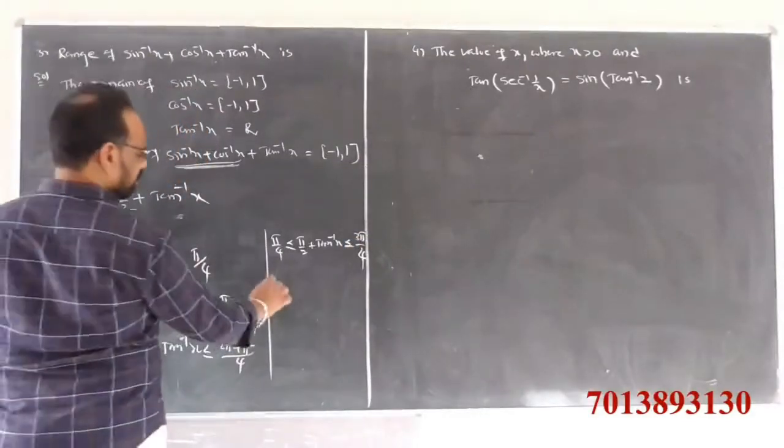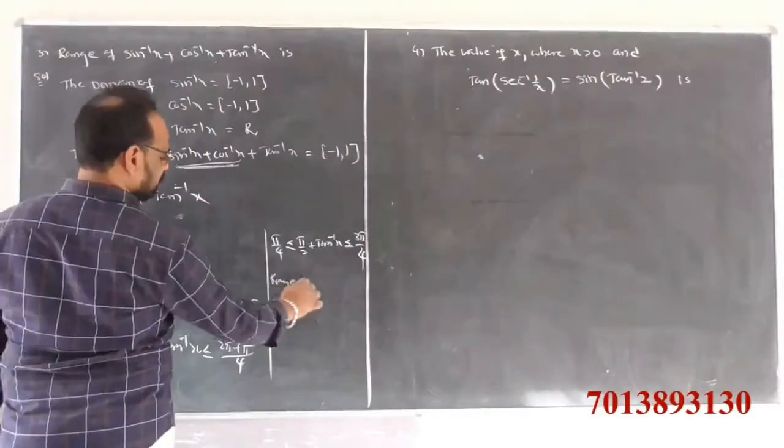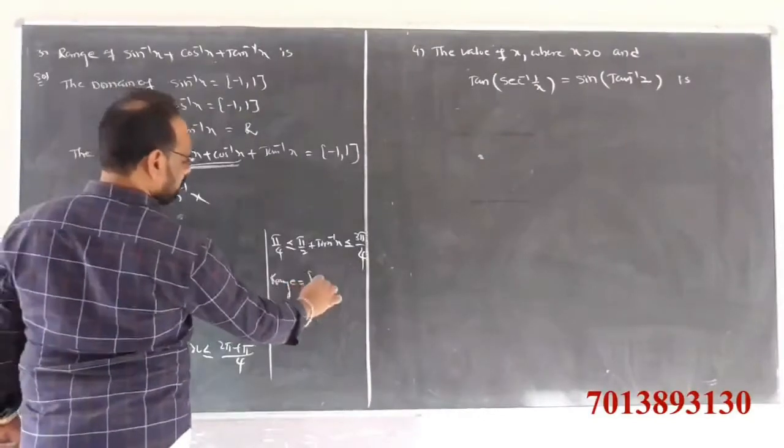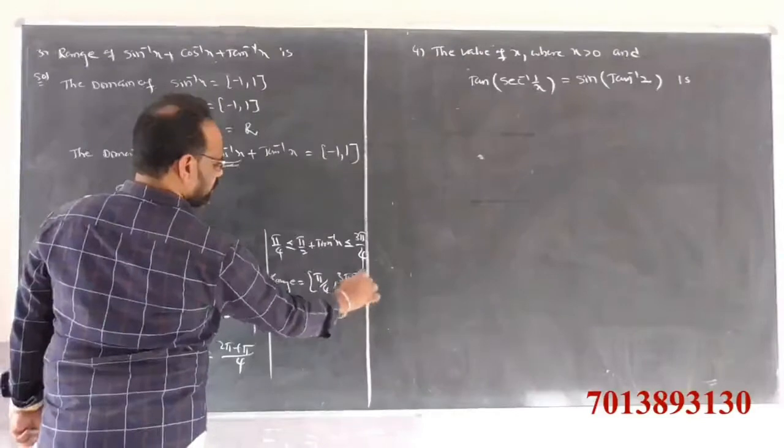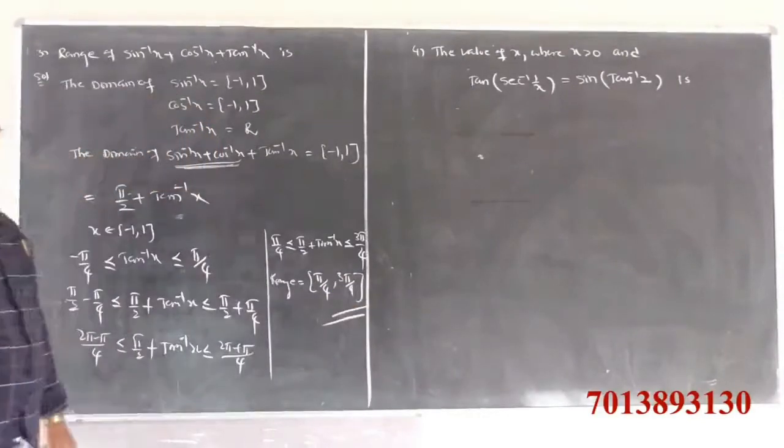So the range of the function is the closed interval pi by 4 comma 3 pi by 4. This is the range of the given function.